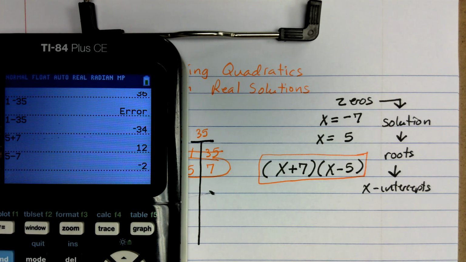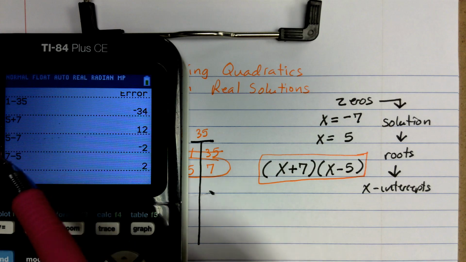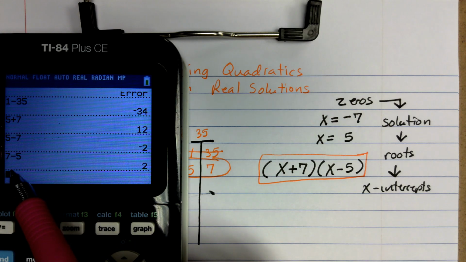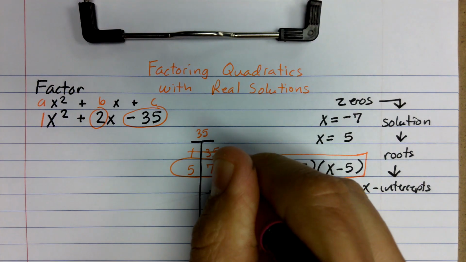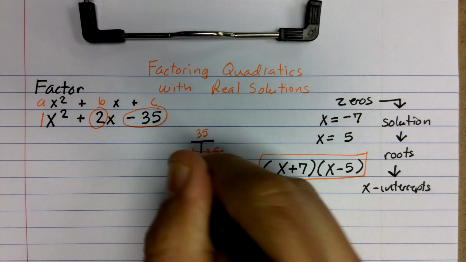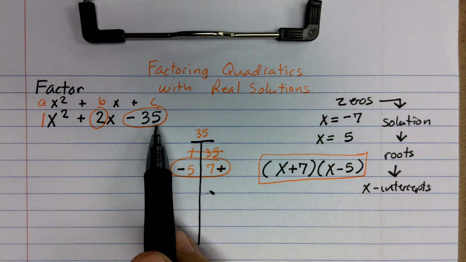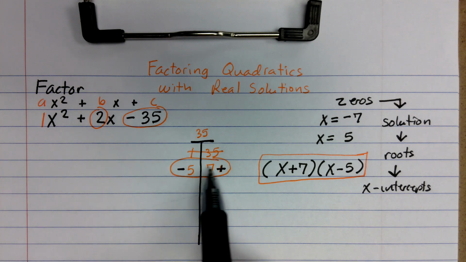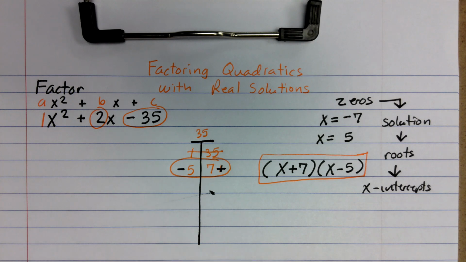So what I'm going to do is switch it. Instead of doing 5 minus 7, I'm going to try 7 minus 5. And notice that does give me positive 2. So what that tells me is my 7 has to be positive and my 5 has to be negative. So I'm going to write the signs beside it. My 7 has to be positive and my 5 has to be negative. And now that I have my two terms that multiply to give me negative 35 and combine to give me positive 2, I'm ready to write my factors out.